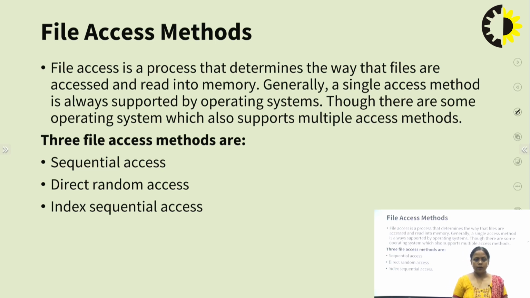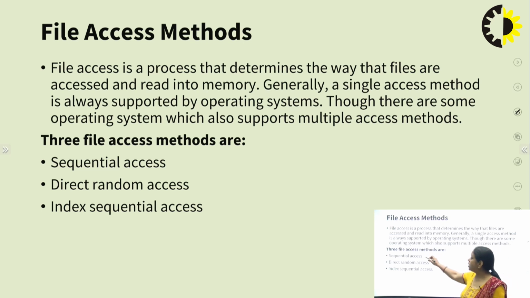File access is a process that determines the way that files are accessed and read into memory. Generally, a single access method is always supported by the operating system, though there are some operating systems which also support multiple access methods. So, when we create a particular file and store it in the system, to access the file again we have different methods, which are known as file access methods. Now, we have three different types of file access method.